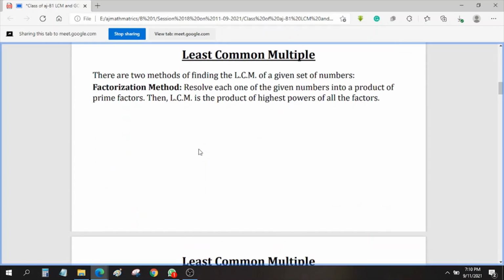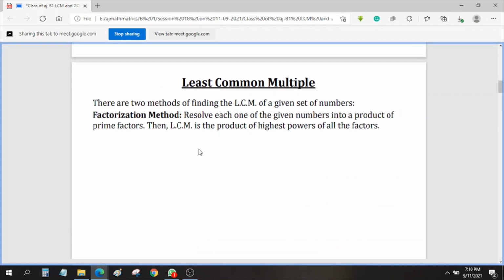The first method is the factorization method. What is the factorization method? Resolve each one of the given numbers into a product of prime factors. So how do we write it as prime factors? That is the prime factorization form.